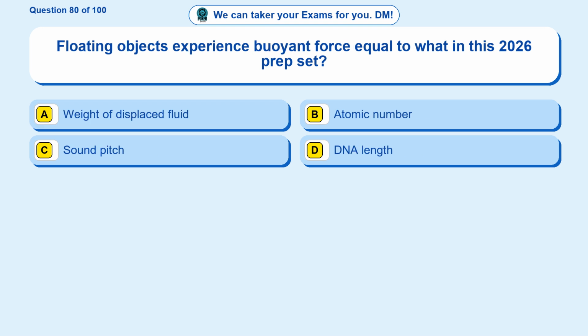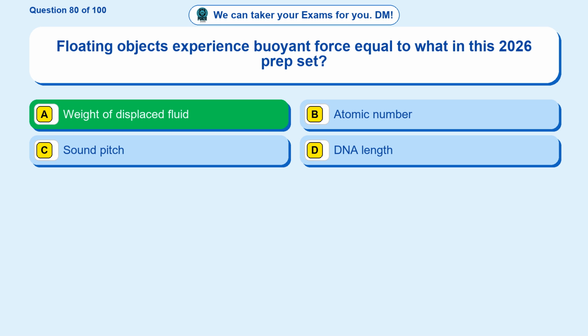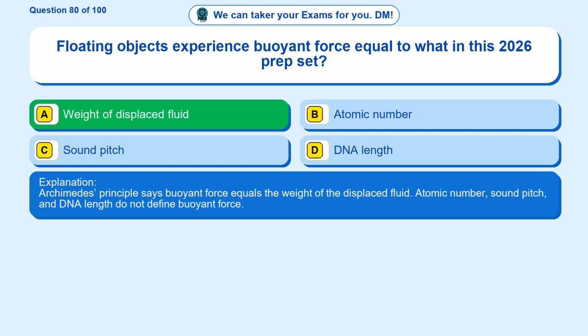Question 80. Floating objects experience buoyant force equal to what in this 2026 prep set? Option A, weight of displaced fluid. Option B, atomic number. Option C, sound pitch. Option D, DNA length. The correct answer is option A, weight of displaced fluid. Archimedes' principle says buoyant force equals the weight of the displaced fluid. Atomic number, sound pitch, and DNA length do not define buoyant force.